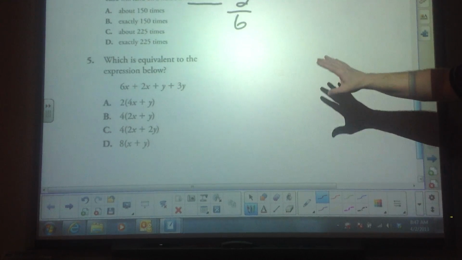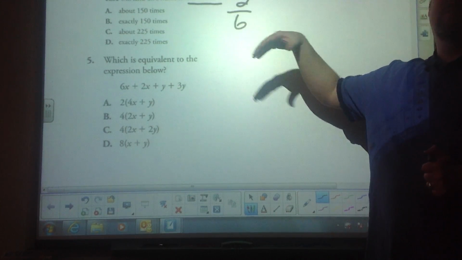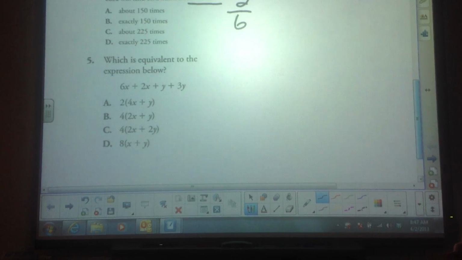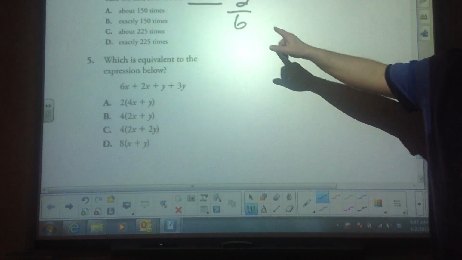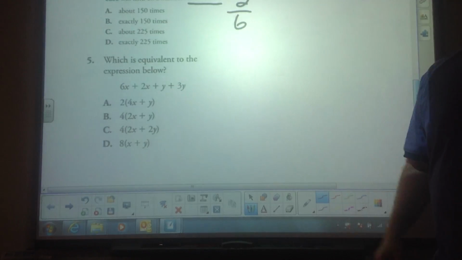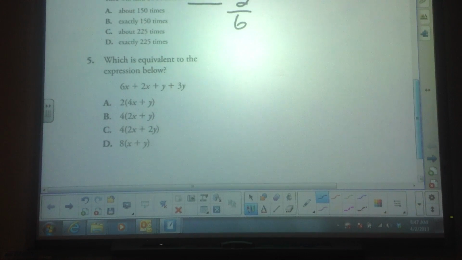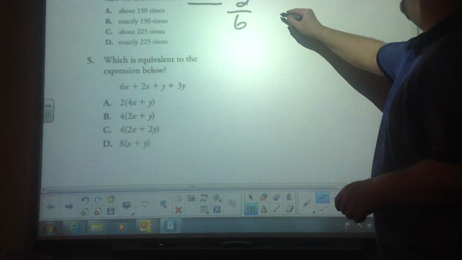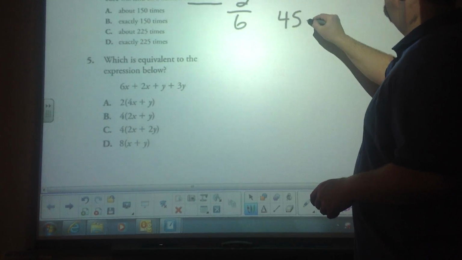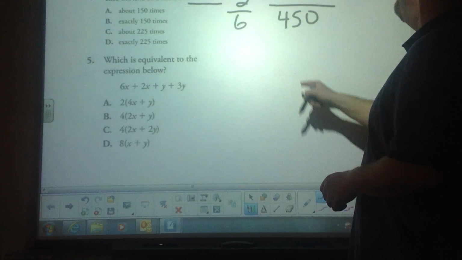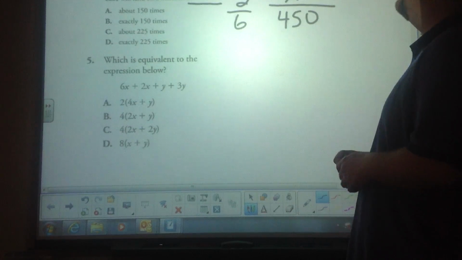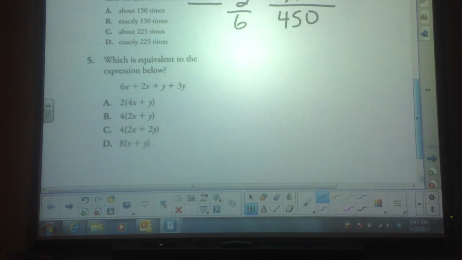And what this also means is if I roll a die 6 times, I can expect to get a number less than 3 twice. Well, if I know that's my theoretical probability, I can also figure out about how many times it would happen if I rolled it 450 times. And that's how we set that one up.